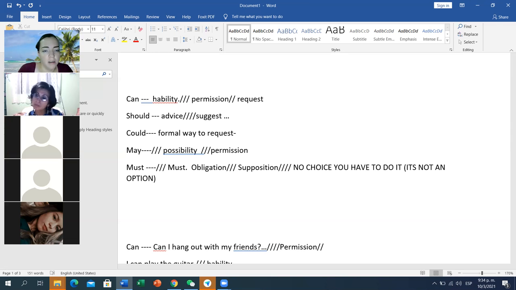Okay, now, could, a formal way to do a request. Could you please help me? Okay, could you please open the door? Could you please, it is a formal way. ¿Me haría el favor de, o podría usted? It is a formal way to say it, okay? And the next one, it could be more than that, a permission.